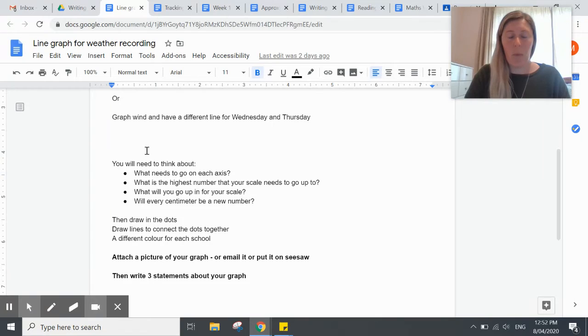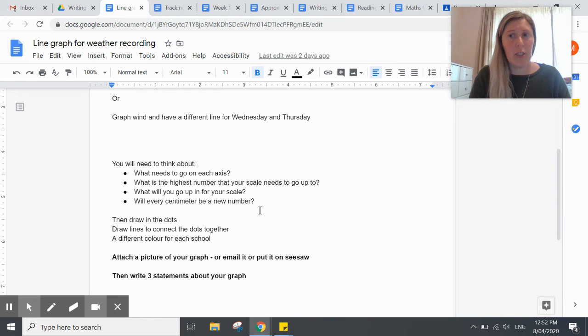And you need to think about what goes on each axis. So just like when you were drawing the one yesterday, what's the highest number your scale needs to go up to? What will you go up in? So you go up in 5s, 10s, 2s, whatever. And what will each centimetre be in your number, each grid, same as yesterday.